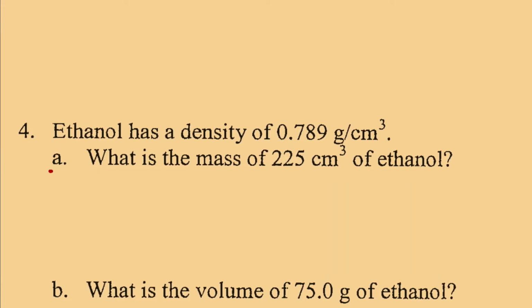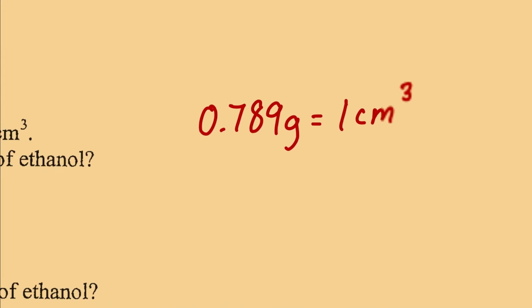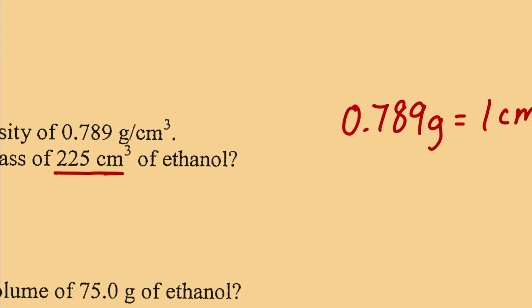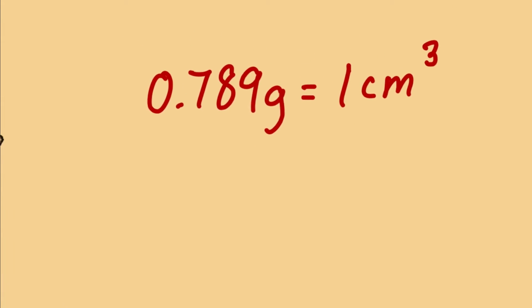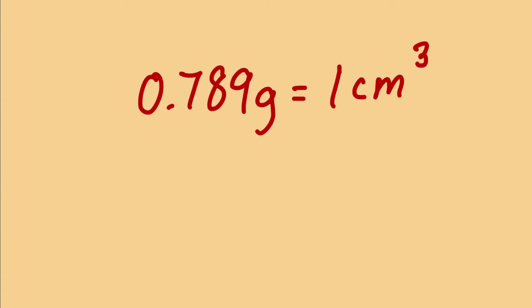Let's go to question A. What is it asking? It wants to know the mass of 225 cubic centimeters of ethanol. It wants to know something about this volume of ethanol, 225 cubic centimeters. So I'm going to line up that 225 under my other volume, the volume that I have here. I'm going to match units. Cubic centimeters goes under cubic centimeters.